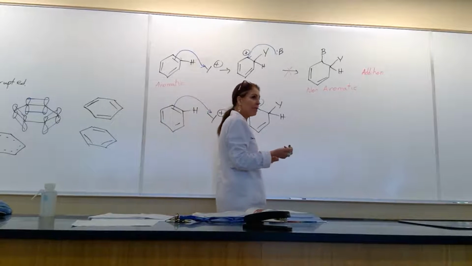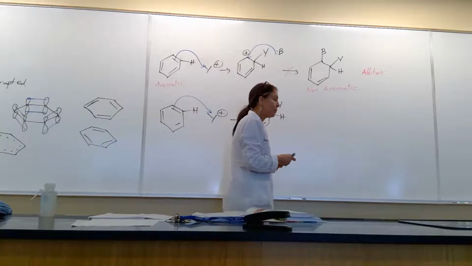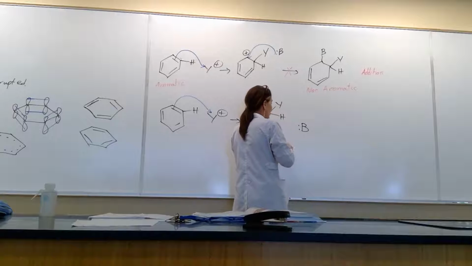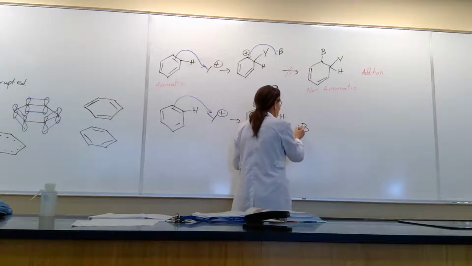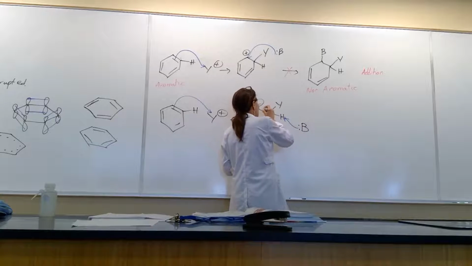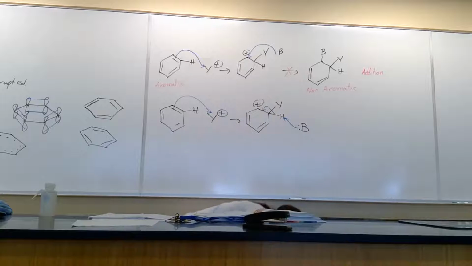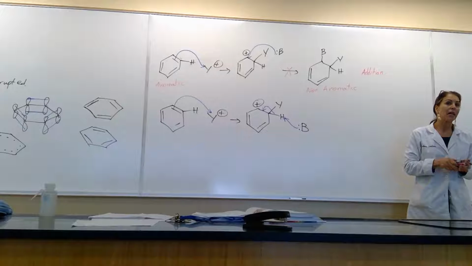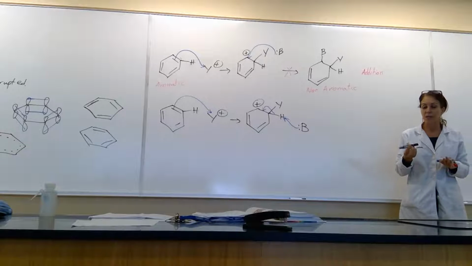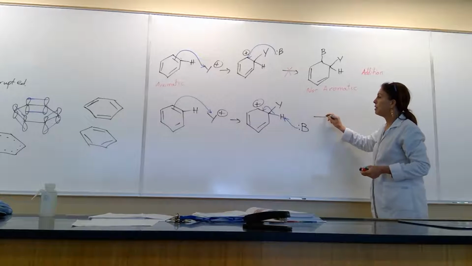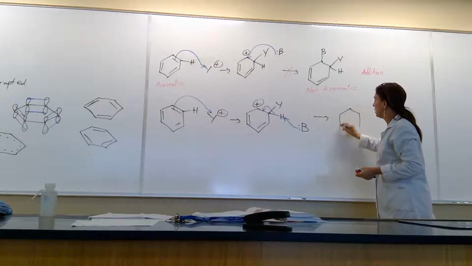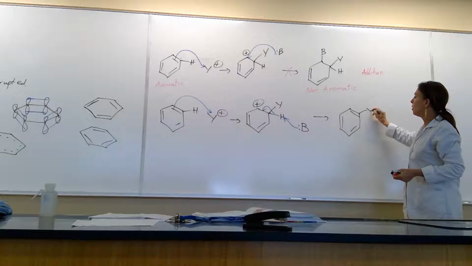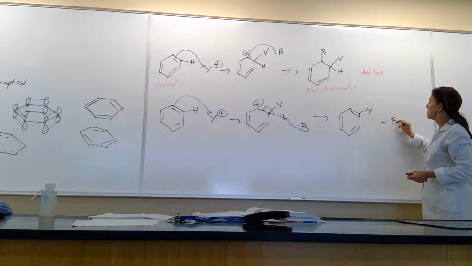Okay? So what does it take? A base again. You have to have a base. And that base will grab the H. This would be easy because this produces an aromatic compound. So the first step is very hard, but the second step will be very easy to do. And then you end up with an aromatic compound. And then we have a Y plus pH.